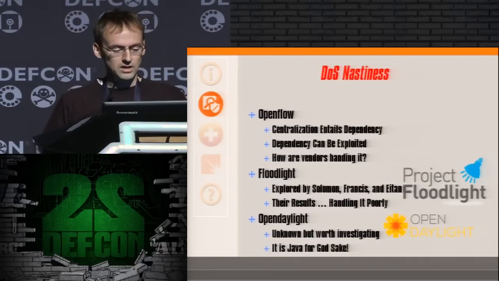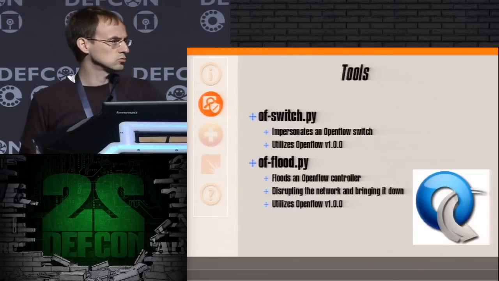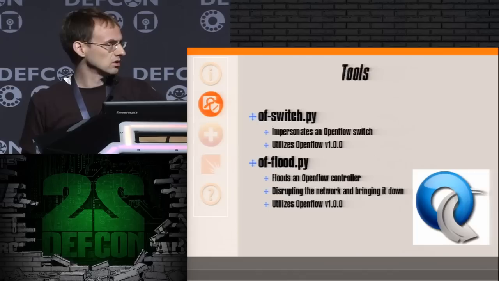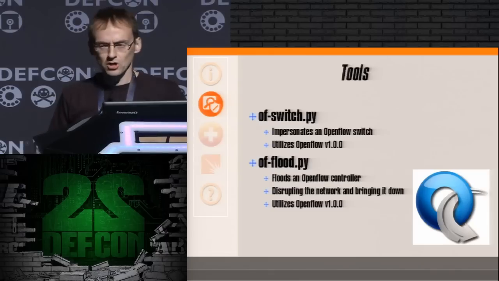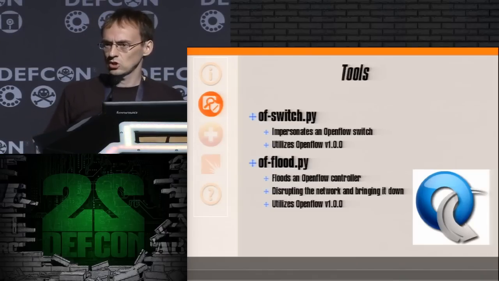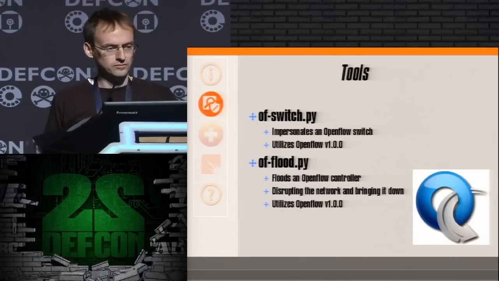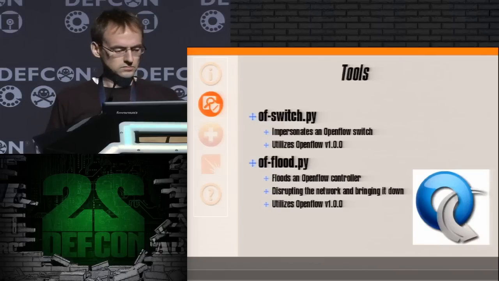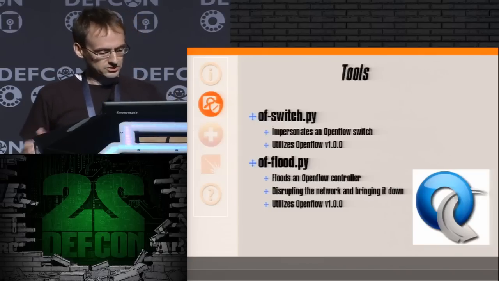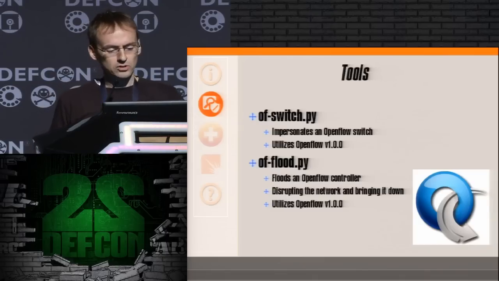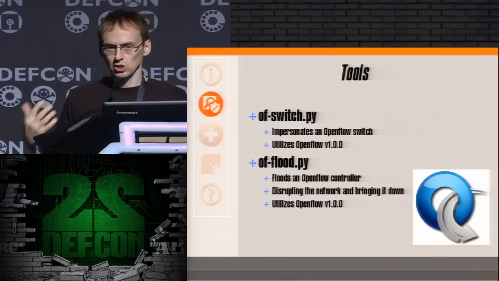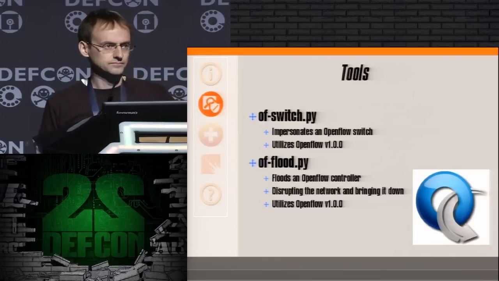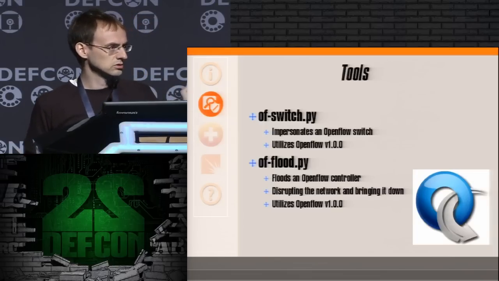Right. Now, you too can either recreate Salomon et al.'s work or play with your own controller, poke at it. All right. I started off looking at SDN, in particular OpenFlow, and I built kind of an emulator here, OF switch. Right. This is the beginning of the toolkit. It impersonates an OpenFlow switch utilizing 1.0. It exchanges the hellos. It will receive a feature request. It will return the features.